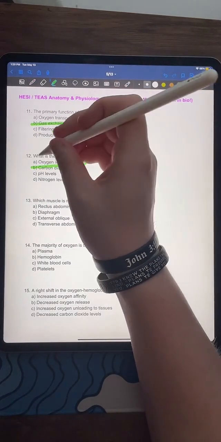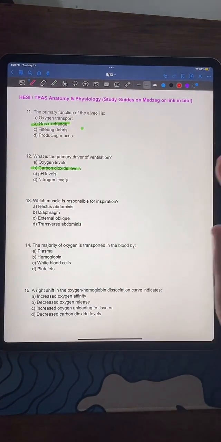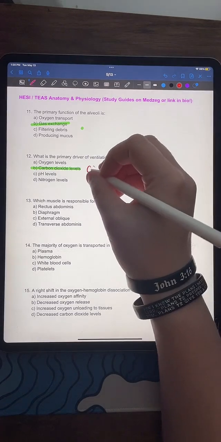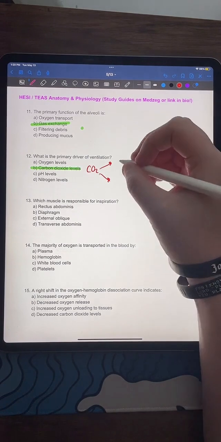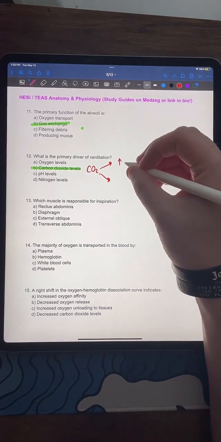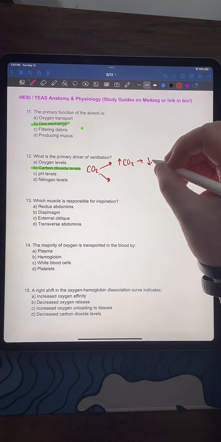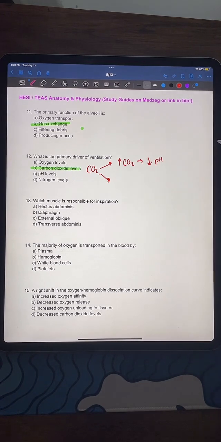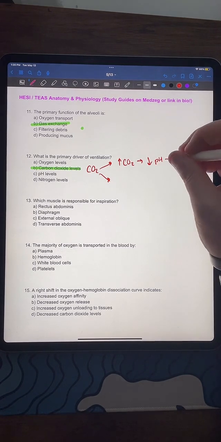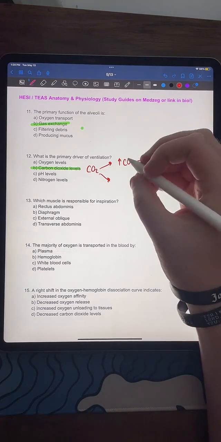The answer is B. It is carbon dioxide levels. So carbon dioxide, the body regulates our breathing primarily in response to our carbon dioxide levels. So if we have high CO2 levels, this is going to lower our blood pH, which is going to increase our ventilation. And then the opposite occurs.